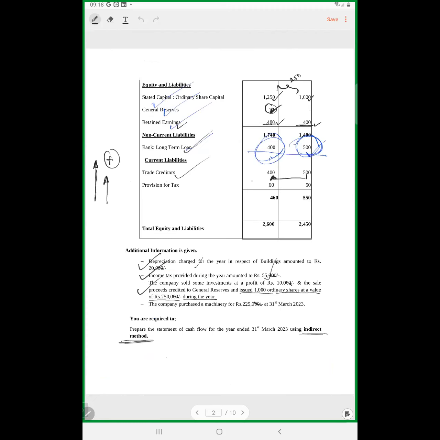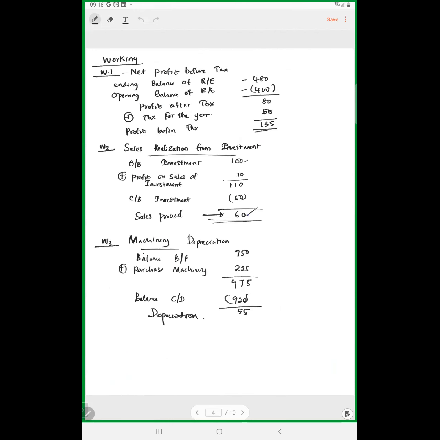Then final one, provision for tax. Initially we had kept a provision of 50 for tax and at the end 60. Then you can see here the tax for the year is 55. Right. So then we can calculate how much we paid. The company has paid during the year. Working number 4, taxation. Right. Opening balance, how much? Opening balance, it was 50, right?